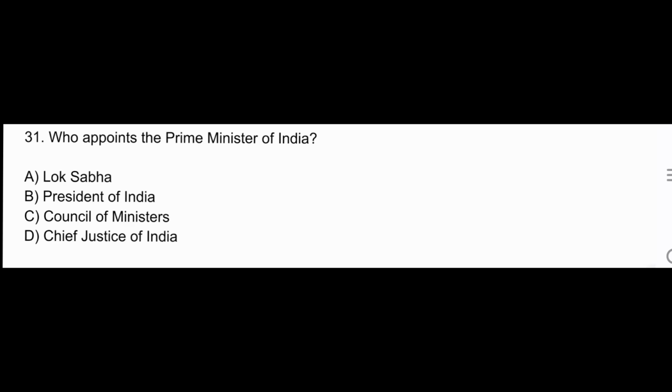Next question: who appoints the Prime Minister of India? Option A: Lok Sabha. Option B: President of India. Option C: Council of Ministers. Option D: Chief Justice of India.